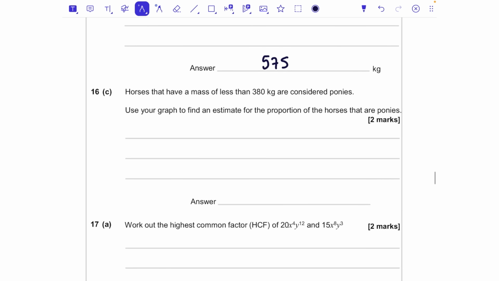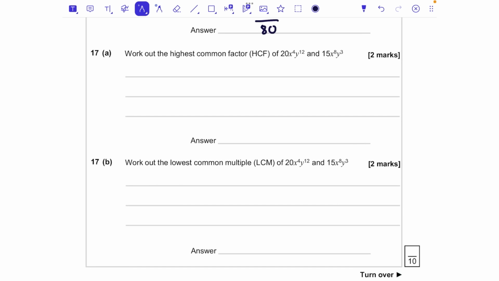So that would be fine. We can just say 6 out of 80 that are less than 380 kilograms. That would be your proportion. You could put it as a percentage if you want, but 6 out of 80 is a proportion. That's absolutely fine. Question number 17.